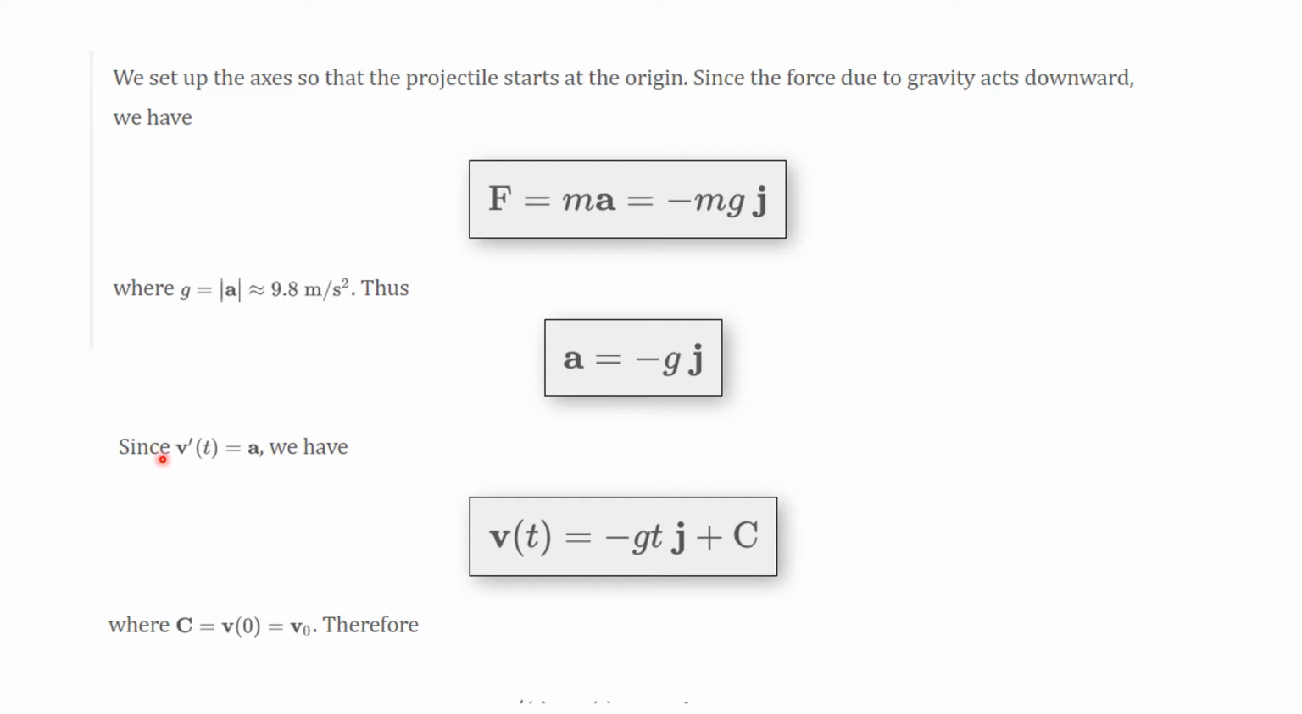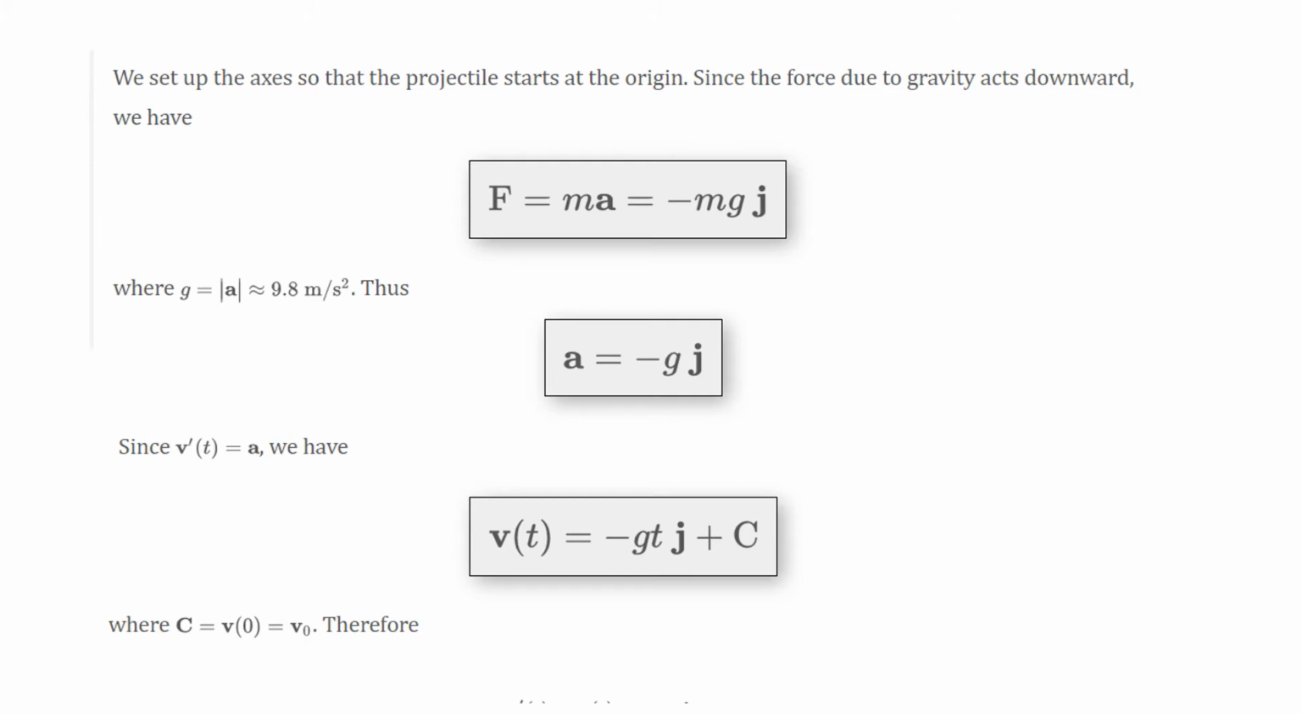But also, v prime is a, so we could just put v prime is a, but if we integrate a, we get the velocity. So we integrate both sides of this with respect to t, and we get this. So v of t is equal to minus g t, the t comes from the integration, plus c. Now that c is a constant of integration, but it's an integration vector, and that c is what we get when t is equal to 0. And so that's really my initial vector. V sub 0 is what c is.